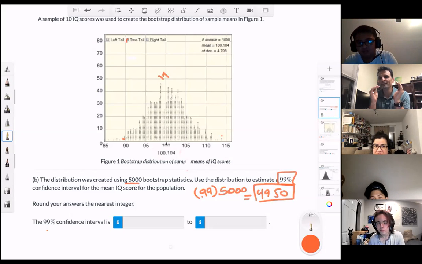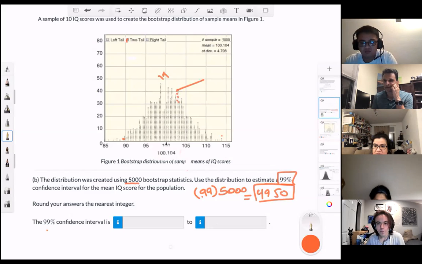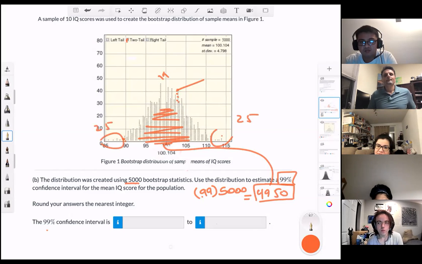How many points do we have? 5,000. We have 5,000 of those, correct? Correct. 99% of them, which will be 4,950, we would like to collect. How much is left? 50 left, correct? Correct. So it's going to be 25 this side and 25 that side. Okay, got it. But we need to count it.